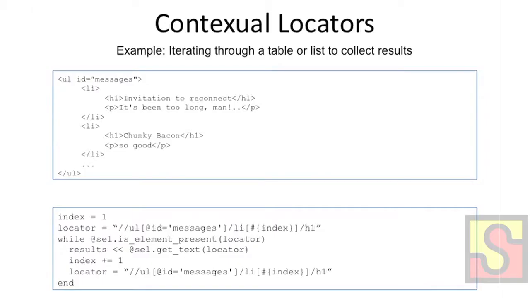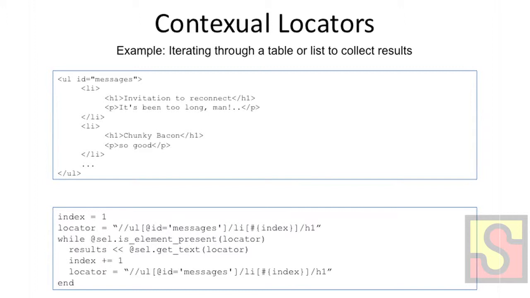Another, I guess, somewhat more advanced problem that we encounter frequently that we can solve with the page object pattern is needing to build contextual locators. So looking at the markup here, we just have a list with list items. Each list item has a couple child elements. And if we want to iterate through this and pick up each of the H1s out of there, we essentially have to use XPaths with indices.